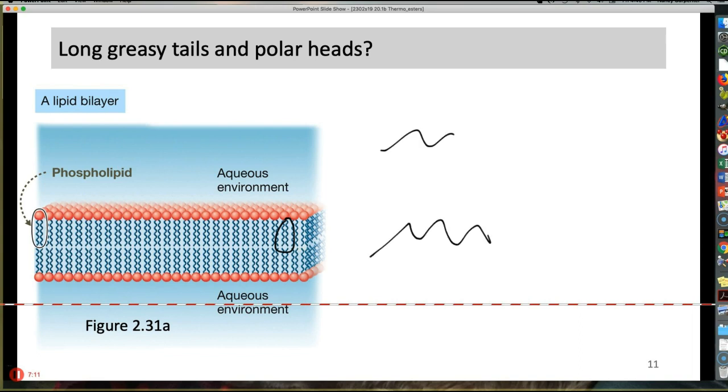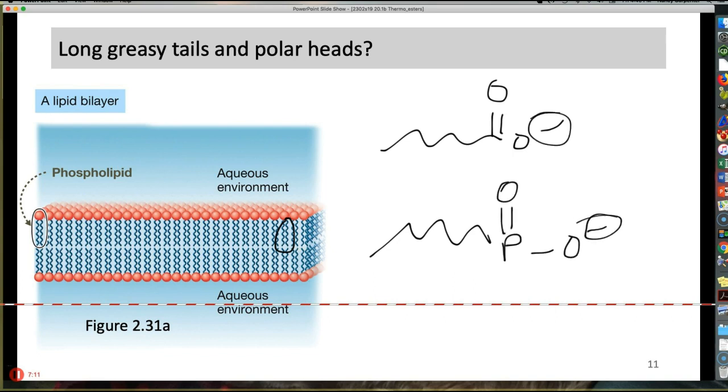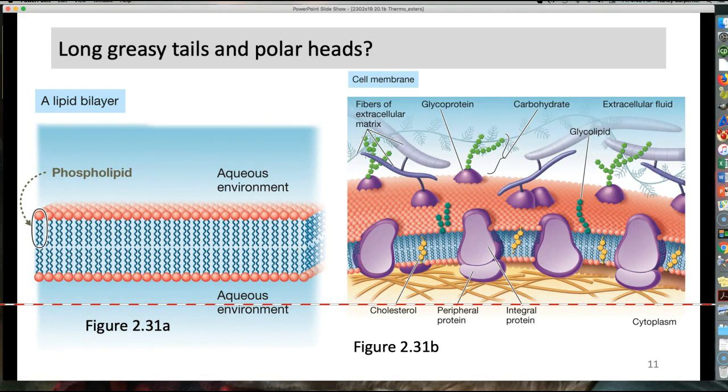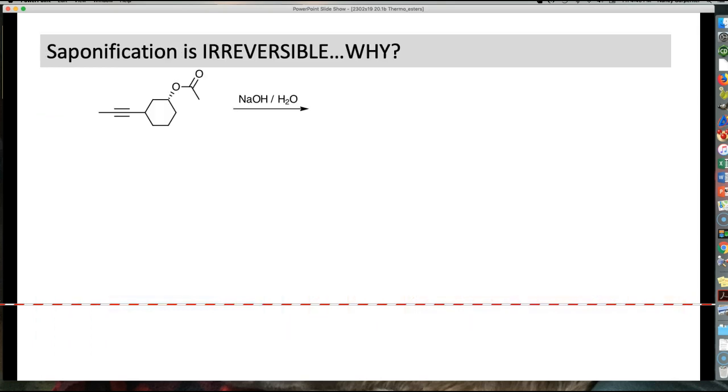And now, instead of a polar carboxylate head, we have a polar phosphate head. And those phospholipid bilayers are sort of important in that they basically make our cell membranes and keep us alive. So, cool stuff. But back to saponification. It's an irreversible reaction. Why is it irreversible? Well, it's quite evident, and again, great review.